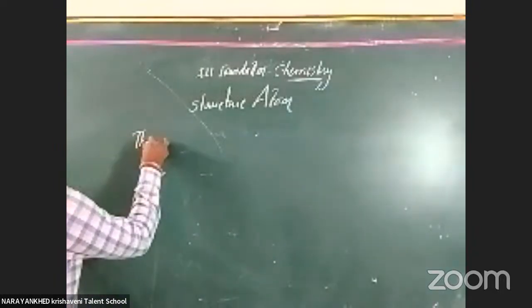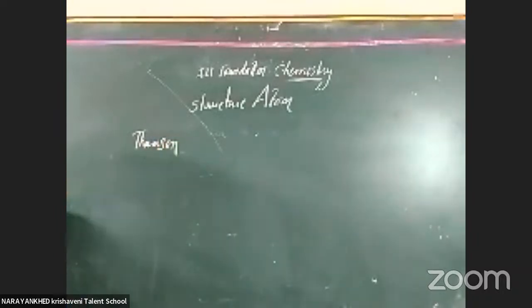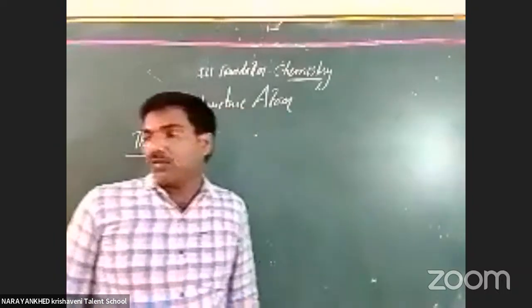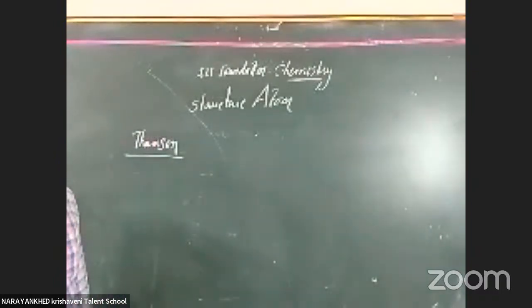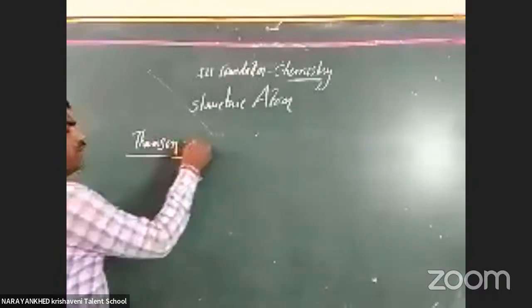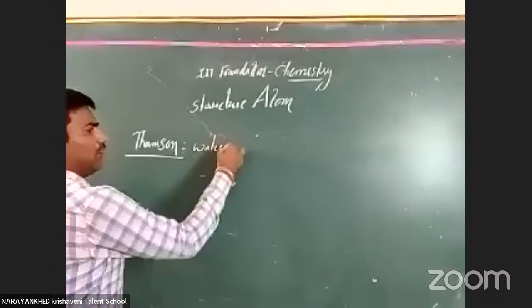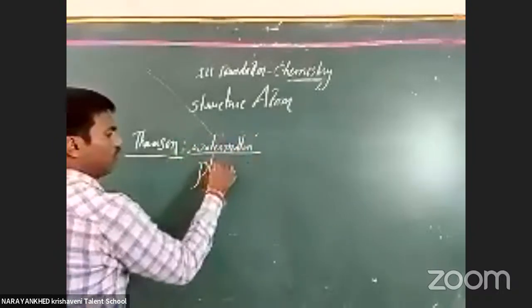Clear or not, all the students? The first model is called the J.J. Thomson model. He said that our atom is like a watermelon. Our atom looks like a watermelon. It is also called the plum pudding model.